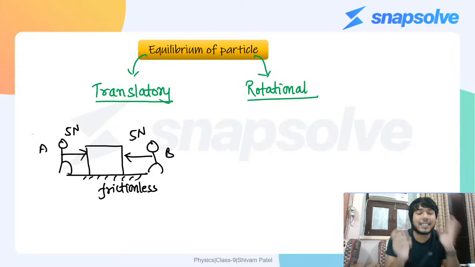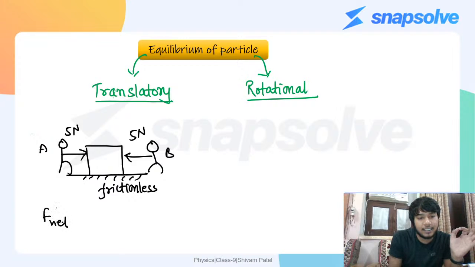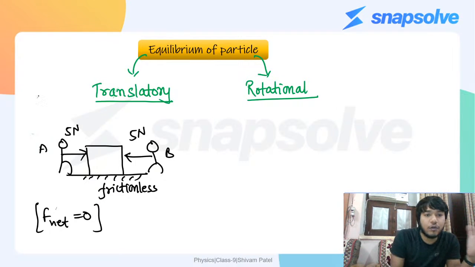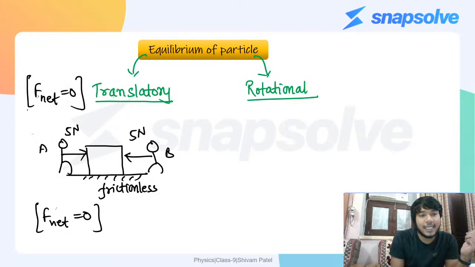In this case, you can see that two bodies A and B are applying equal forces from both directions. That means the net force acting on this object is zero. So, whenever the net force acting on an object is zero, yes, very good, Anika, we say that the body is in translational equilibrium. Clear? So, F net equal to zero means translatory equilibrium.